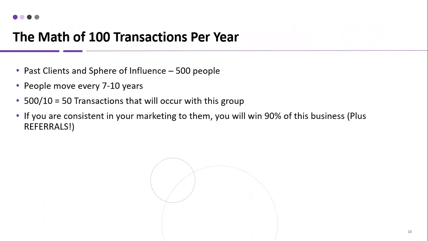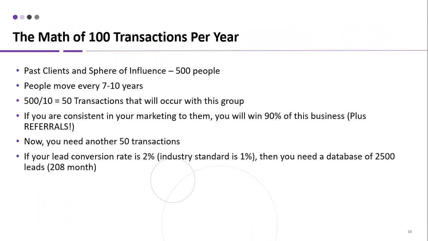We still need 50 transactions to get to that 100, right? The lead conversion rate in the real estate industry is actually 1%. I'm going to show you systems that will help you get to 2, 3, 4% lead conversion rates. But let's just take 2% as a number. If you have a 2% lead conversion rate, the way the math works out is that you need a database of 2,500 contacts, 2,500 leads. If you divide 2,500 by the 2%, that's going to be your 50 transactions to make up the difference. So 2,500 leads in a year means you need to be generating 200 leads per month to get to that level.